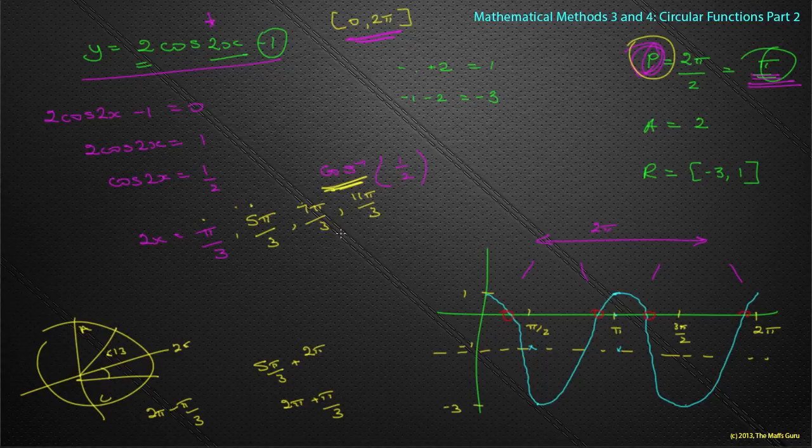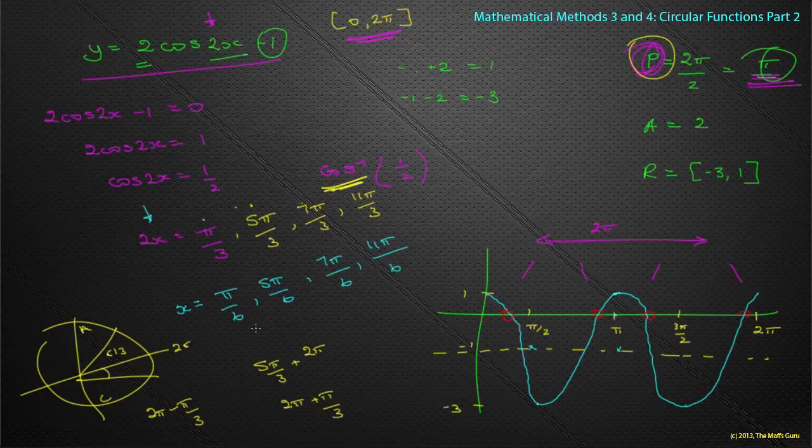Now I don't need to worry about any more values because I'm expecting 4. I only need 4. But, and I know this is looking untidy now, still work with me, we're looking at the values at the moment of just 2x. These are the values of 2x. We're looking for the values of x. How do I get them? Well, obviously you divide everything by 2. So I get pi on 6, 5 pi on 6, 7 pi on 6, and 11 pi on 6.